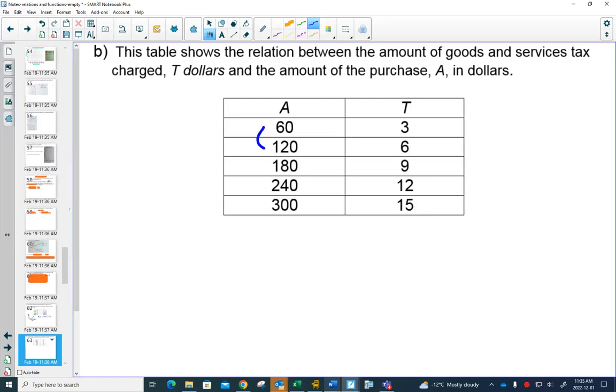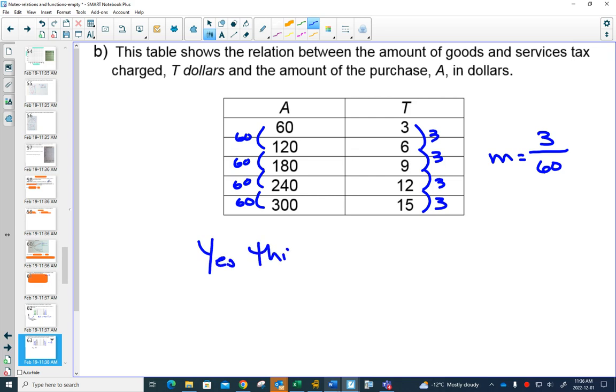Are we going up by the same amounts here? We're going up by 60s every single time. What about here? Yes, we're going up by 3 every single time. So because we're going up by the same amount for our y and the same amount for our x, the change in y is always 3, the change in x is always 60, our slope would be 3 over 60, and this would be a linear function.